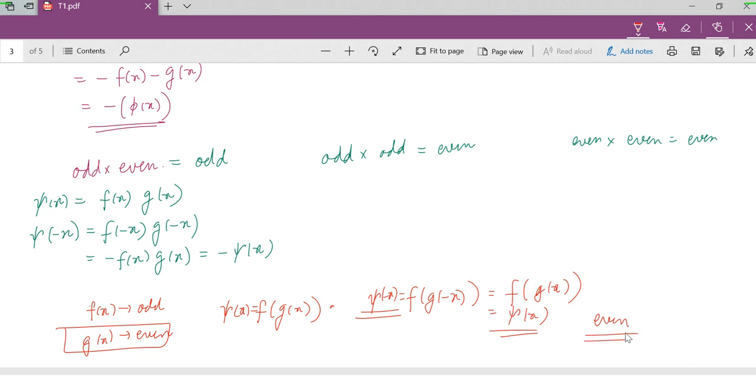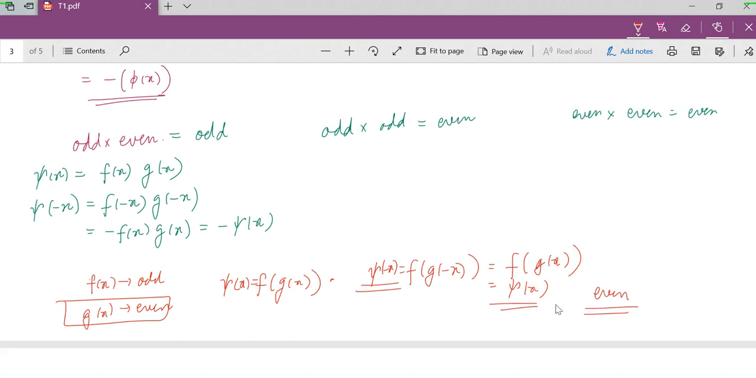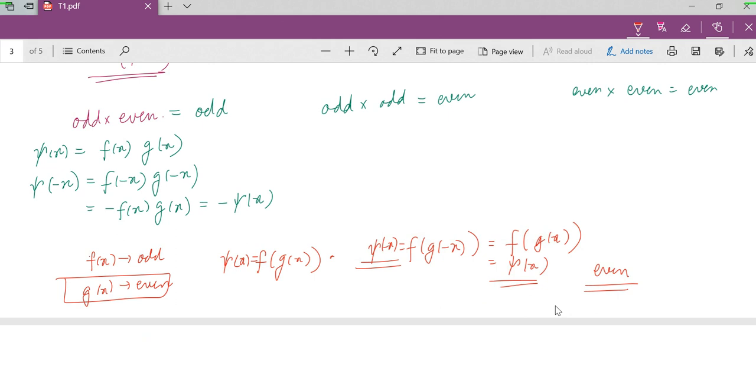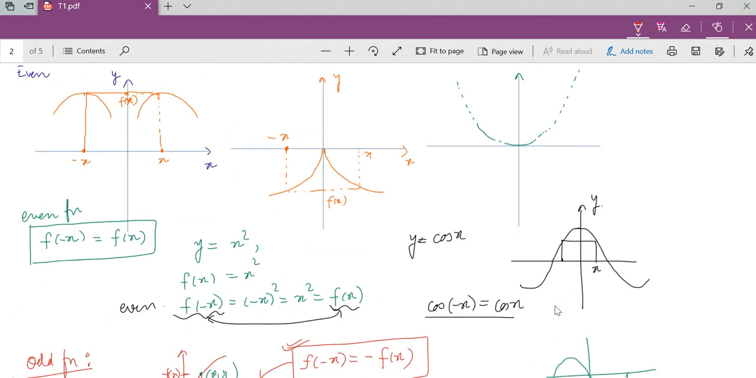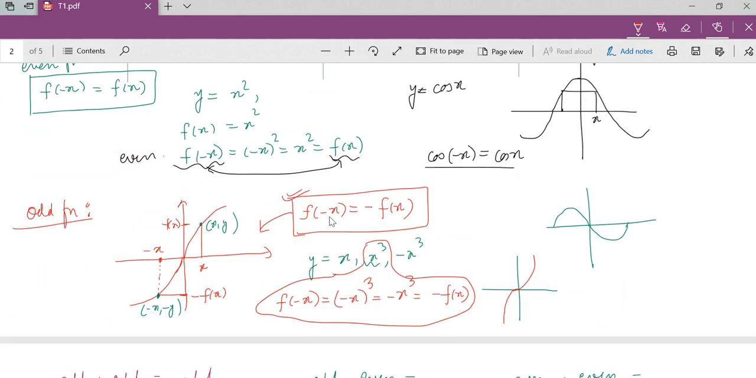So whatever property you want to say about odd and even functions, what did you just use? You just used the two basic things. What is an even function? If you replace x by negative x, you get the same function back. What is an odd function? If you replace x by negative x, you get the negative of that function back, just that.